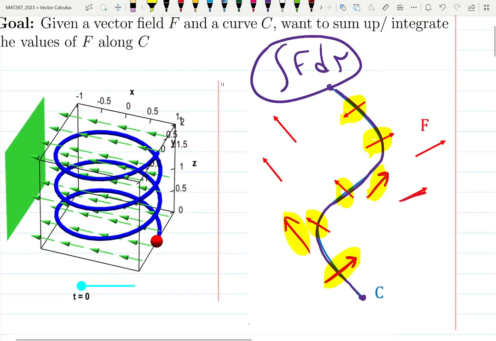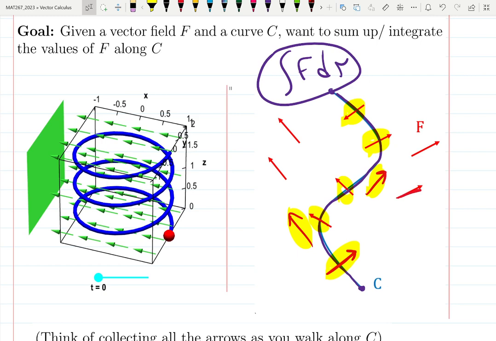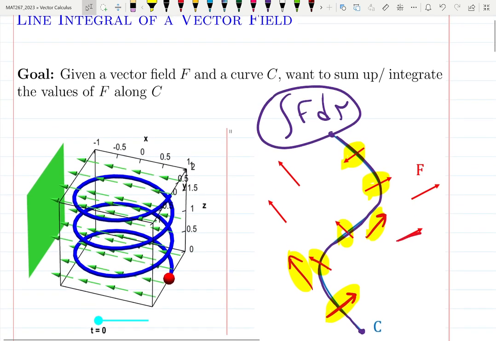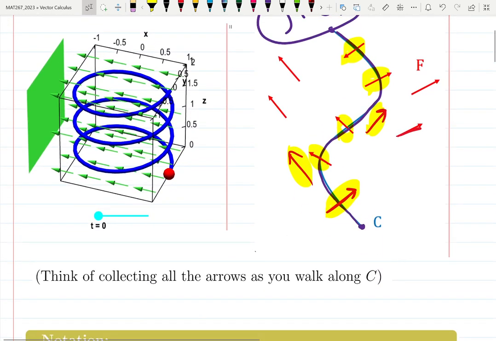So that's why it's a very important tool. It sums up, or integrates, that's the same word, values of f along C. And f is a field.